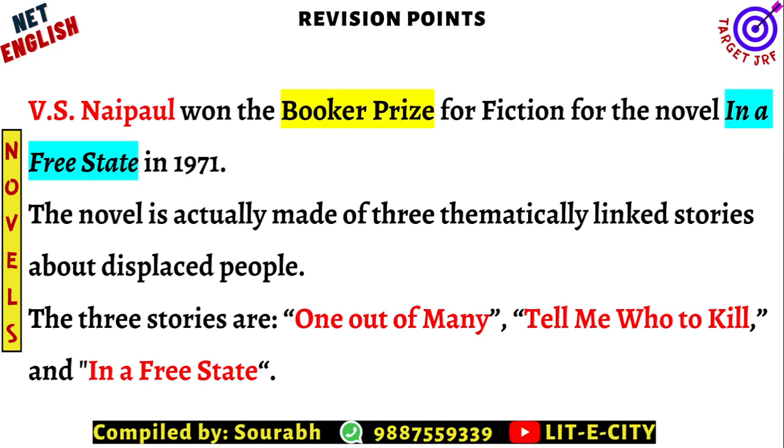The very first point is about V.S. Naipaul. V.S. Naipaul won the Booker Prize for Fiction for his novel In a Free State in 1971. Now, the point about this novel is that it is actually made of three thematically linked stories about displaced people. The three stories are One Out of Many, Tell Me Who to Kill, and In a Free State. So this is basically three stories of three displaced people, and they are linked by this particular theme.